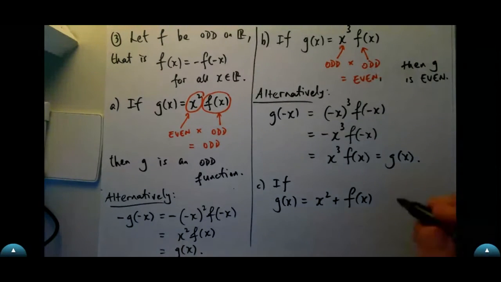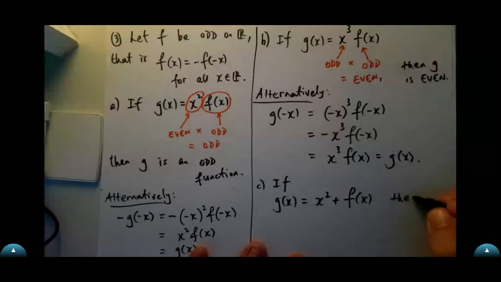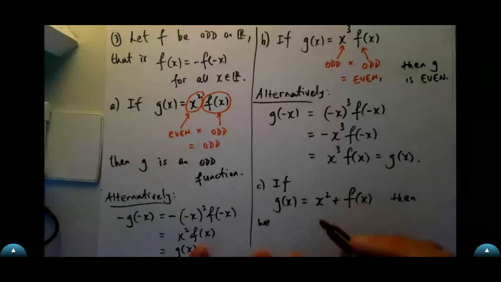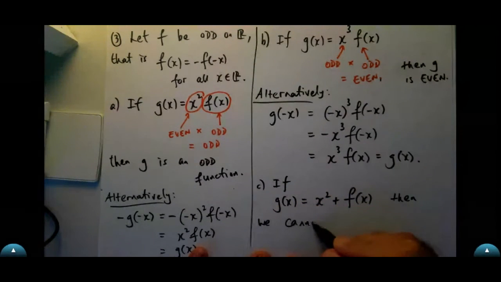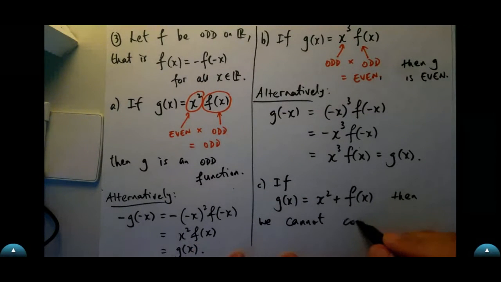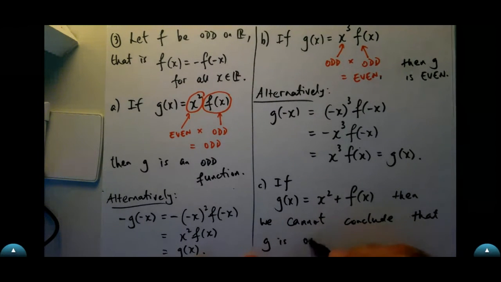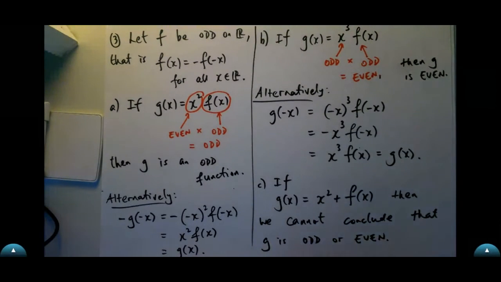Okay? So we cannot conclude that g is odd or even. We don't have enough information. Okay.